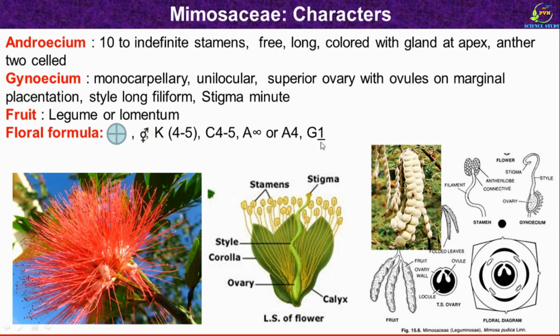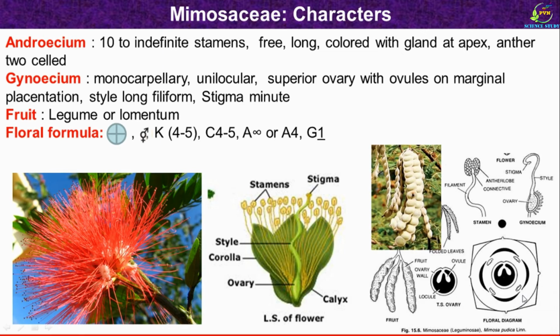Here G represents the gynoecium. Gynoecium is monocarpellary, and so here it is denoted as 1. It is underlined, which means that the ovary is superior. So this is the floral formula of the Mimosaceae family member, and this is the floral diagram. This is a very beautiful sketch where we can see the different parts of the Mimosaceae family member.